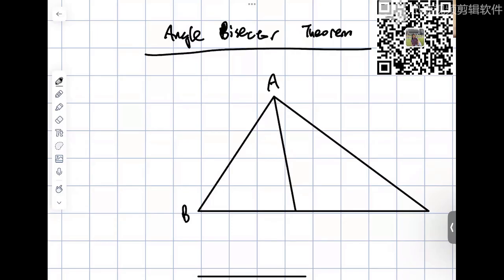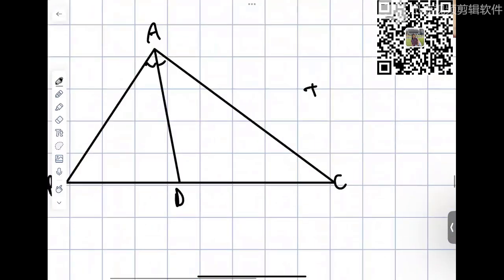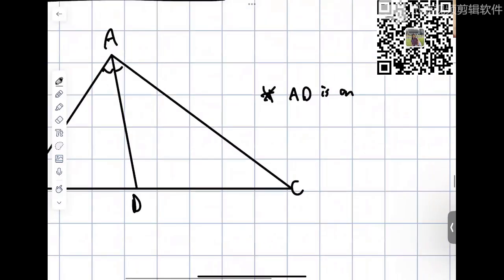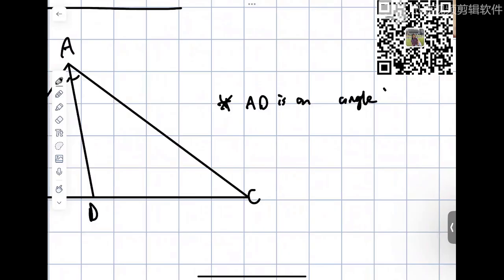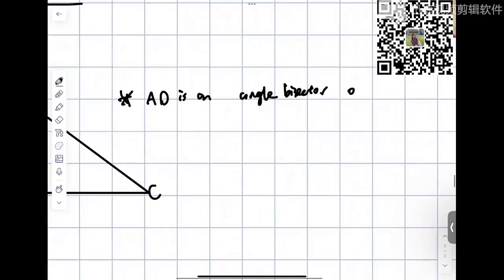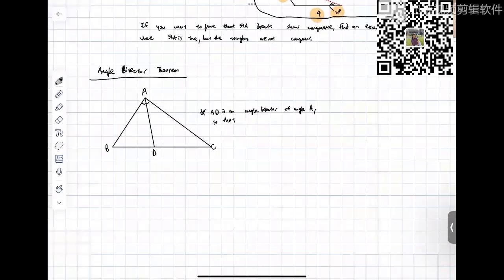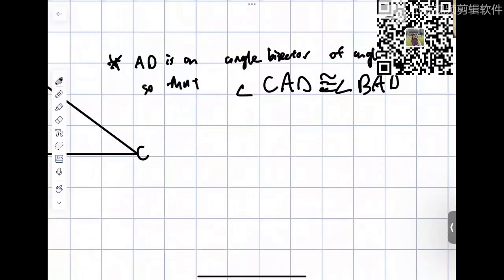And we're going to have A, B, C, D, and AD is an angle bisector of angle A. So that angle CAD is equivalent to angle BAD. And you can use this equal sign with a squiggly over the top to show equivalence. But on the AMC 8, it's not really going to matter. It's just multiple choice. You just got to know whether something is equivalent or not. Okay.